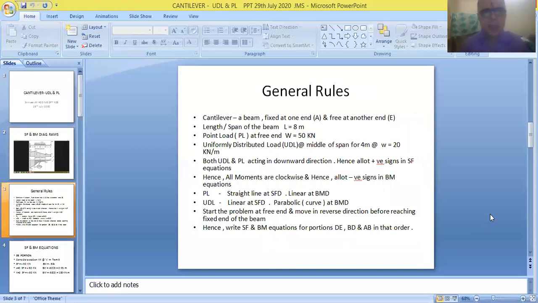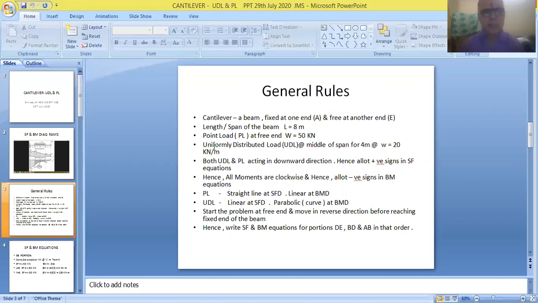So friends, let us review all the things we have seen so far. We are dealing with a problem on a cantilever. It is fixed at one end, called point A, and free at the other end, called point E. The total length of the beam, called the span of the beam, is represented by capital L. It is given as 8 meters in the problem.